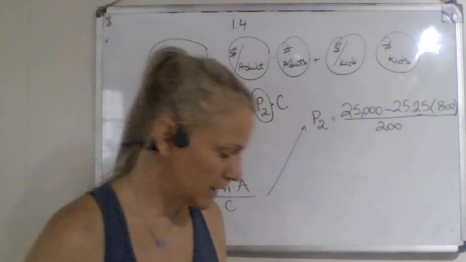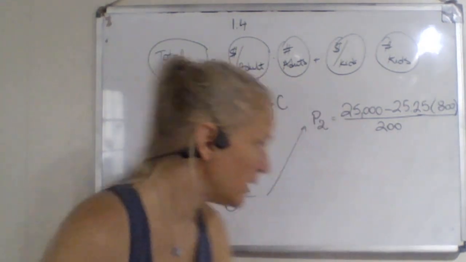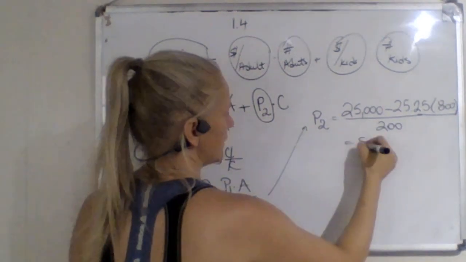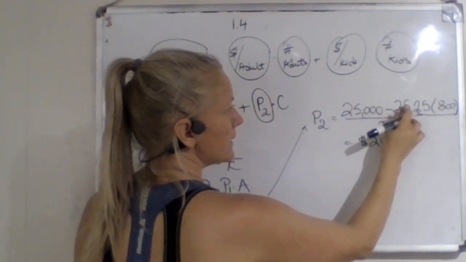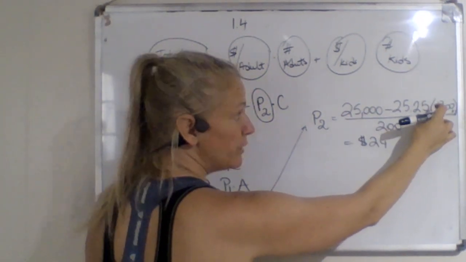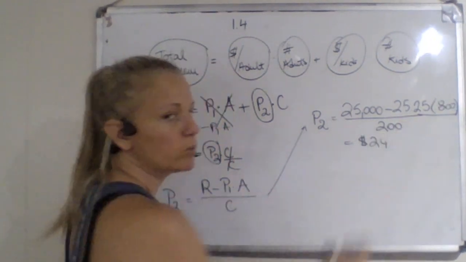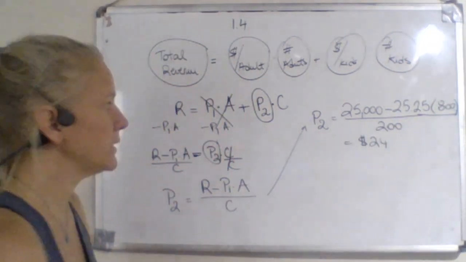This is a horrid thing. We're going to plug it into the calculator. We did it in class 2. You know how to do this. This ends up being $24. You're just going to go this minus this times this in one move in a calculator, and then you're going to divide it by 200, and you're going to get $24 per ticket.